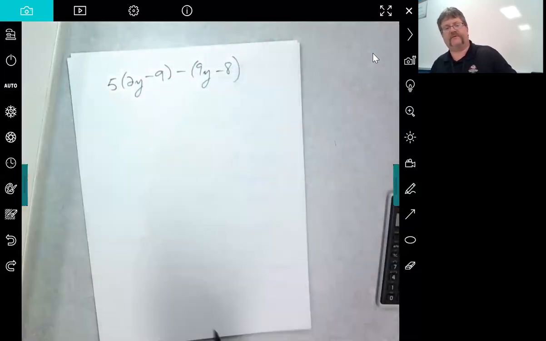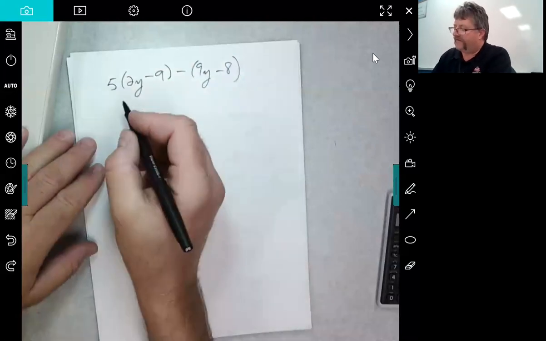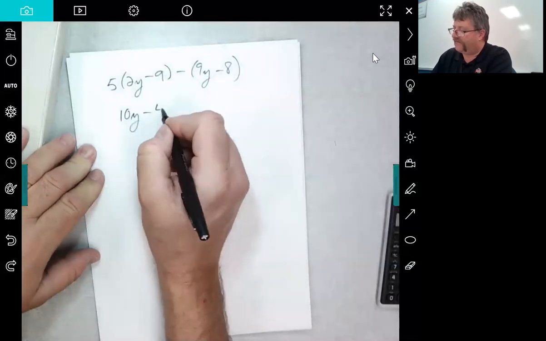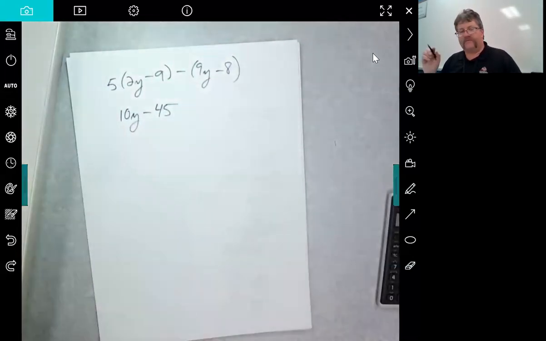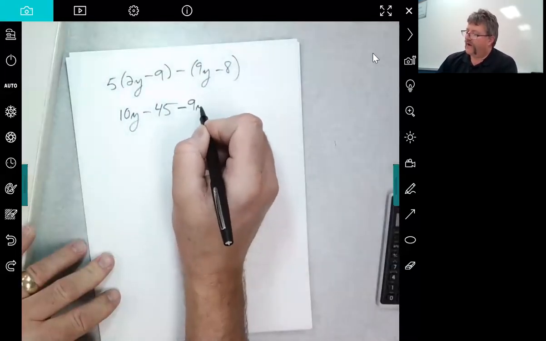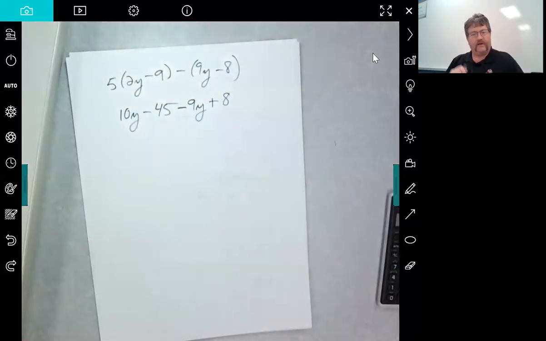Okay, how about this one? We're distributing a good old positive 5. That's going to give me a 10y minus 9 times 5 is 45. Here I'm distributing a negative across that second parentheses, so that becomes negative 9y plus 8. Okay? Easiest way to write it.